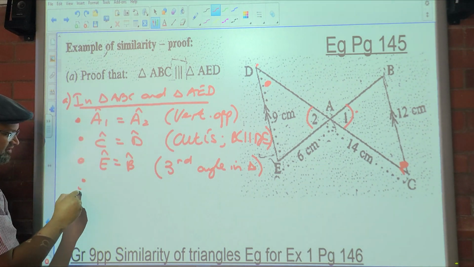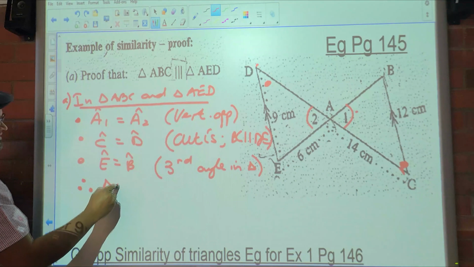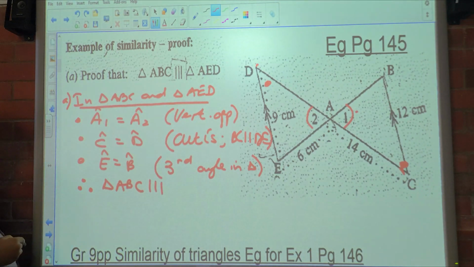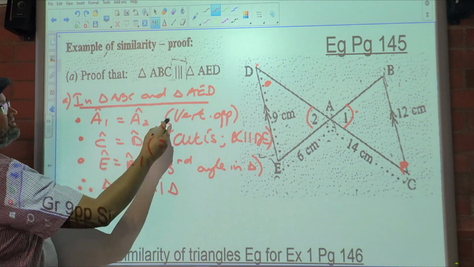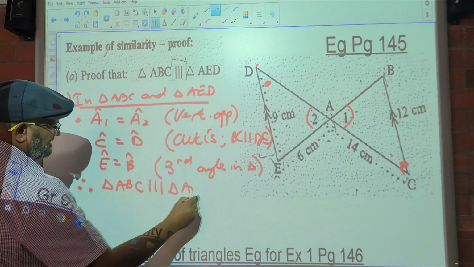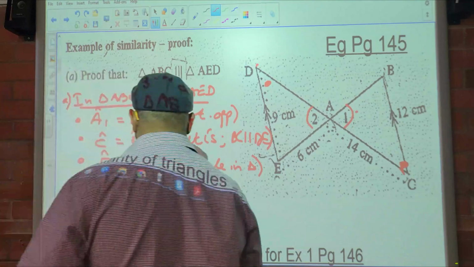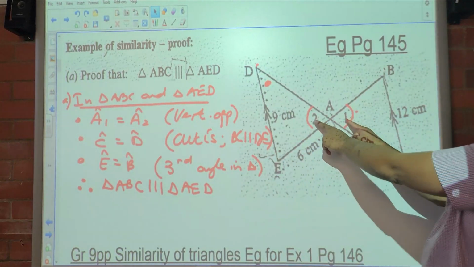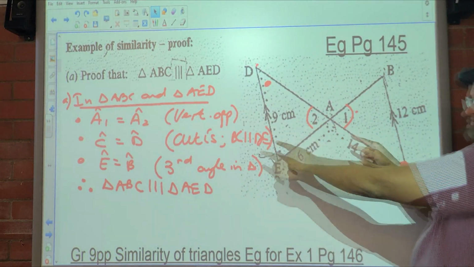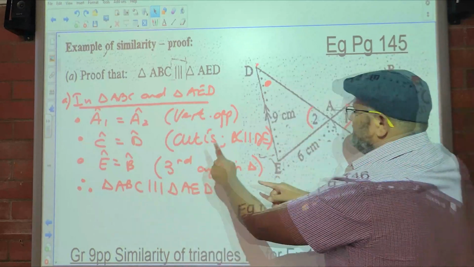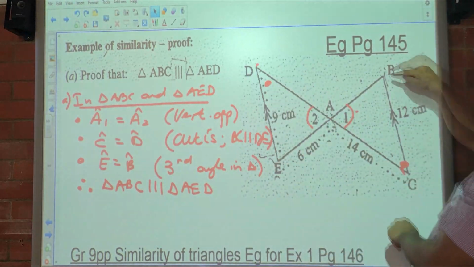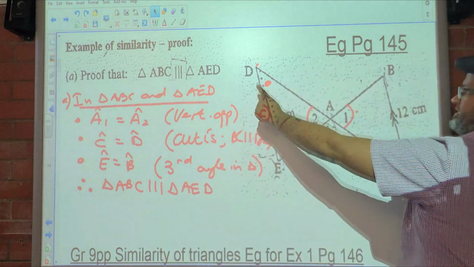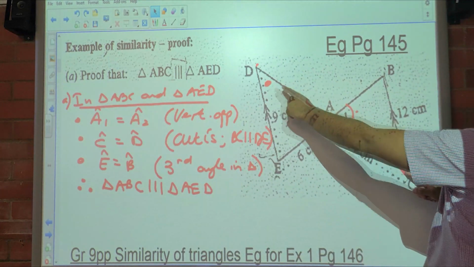So now I say therefore, triangle ABC is similar to triangle AED. But now all these important people. Let's see here. Maybe start with angle A and this angle A. Is angle A equal to angle A? Yes. Then angle B and angle E. Is angle B equal to angle E? Yes. Angle C and angle D. Is angle C equal to angle D? Yes.